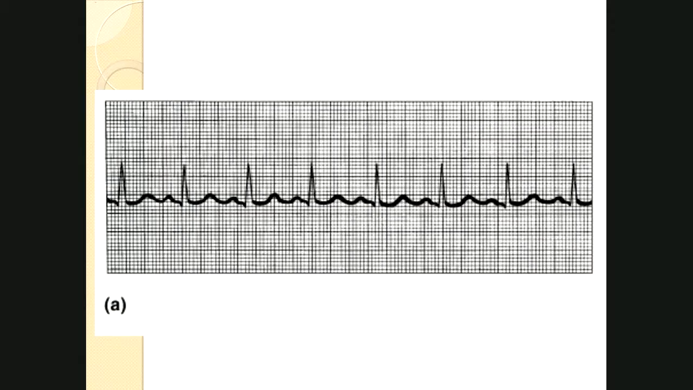So look, here's a normal ECG. See if you can identify the different parts. So, what is this? Anybody know? That's a P wave. And then what is this? That's QRS. And then what is this? That's the T wave. And you should be able to do that all the way through.